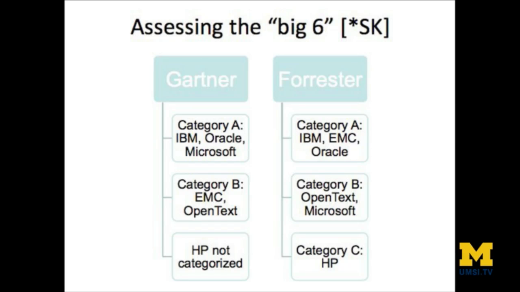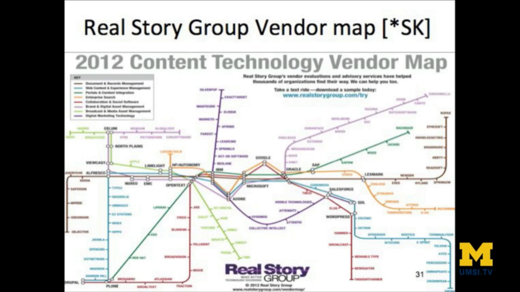And then finally, I love this. This is another way. So these are all the content management, document and records management systems. It's kind of like a New York City subway map. But you can kind of get a feel for how these all relate and what they do. So if all these systems are coming at you, what the hell are they? How do they relate? This is one way of thinking about it, and this is the Real Story Group.